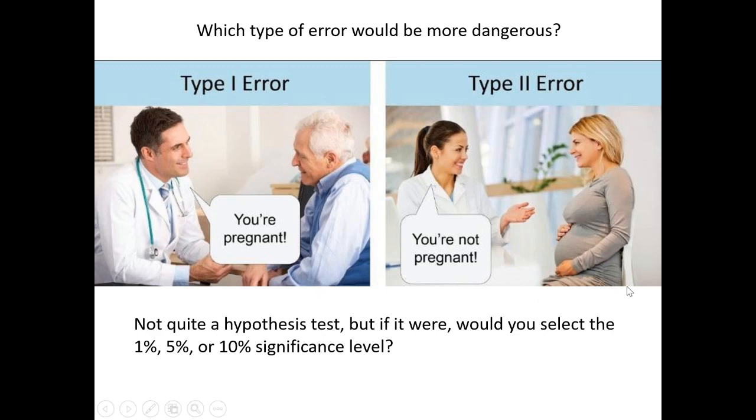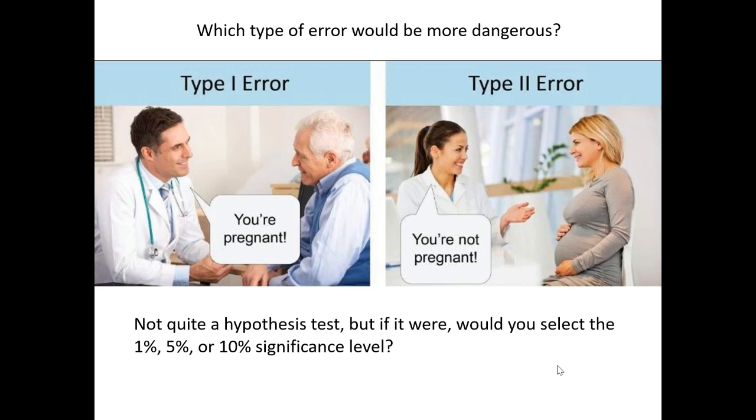On the other hand, the lady on the right, if she believes that she's not pregnant, she might continue to go drinking, or she might probably not take prenatal vitamins. She might eat raw sushi, and all those things could potentially be dangerous to the fetus that she doesn't actually know is developing inside of her. So this would be a case where a type 2 error is more dangerous.